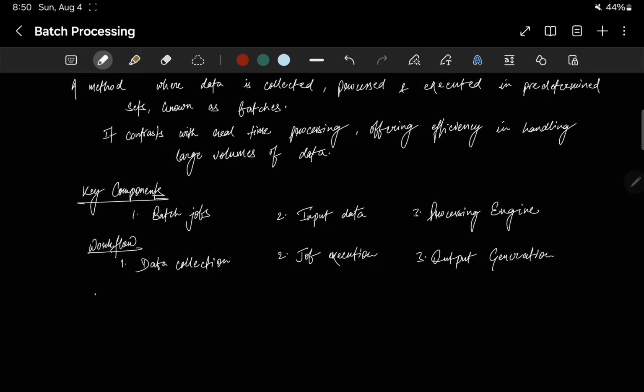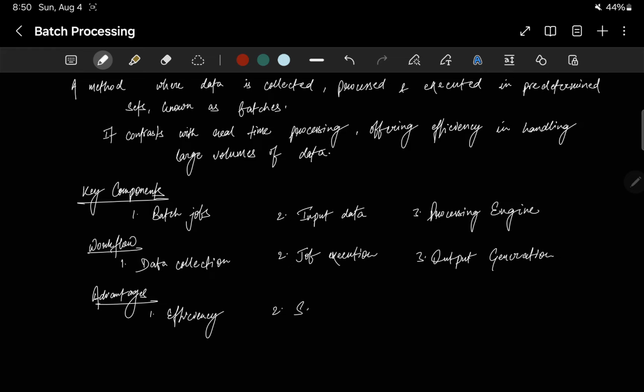Okay. Let's talk about the advantages of doing batch processing. Batch processing excels in handling large volumes of data efficiently, optimizing resource utilization. So basically efficiency. Batch processing handles large volumes of data efficiently and thus optimizes the resource utilization. That's why it is efficient.